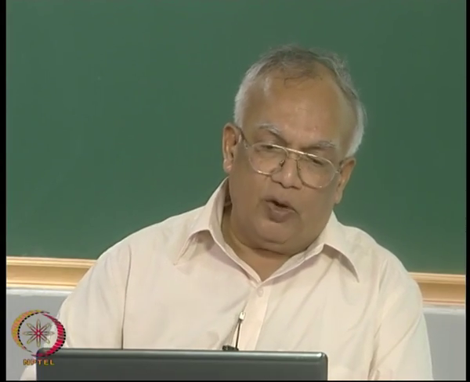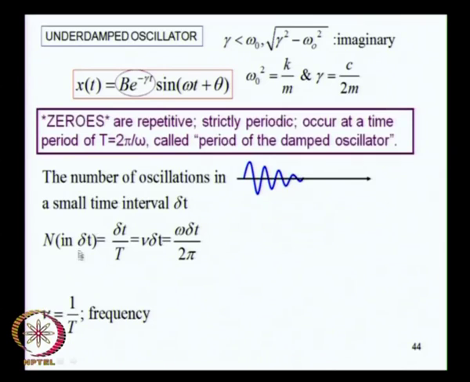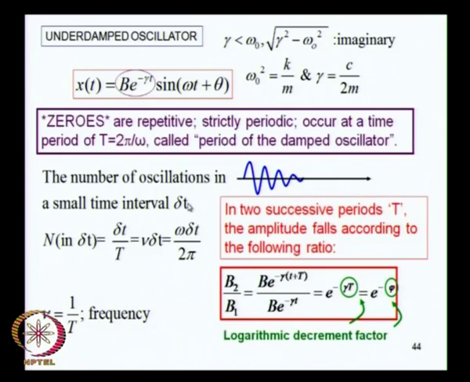That frequency is 1 over T, and the number of times it will oscillate in a time delta t is simply the ratio delta t divided by the periodic time. 1 over T is the frequency nu, and this nu is nothing but the circular frequency divided by 2 pi. So, this is the number of times you will have oscillations in a time interval delta t. So, you can get that very easily.